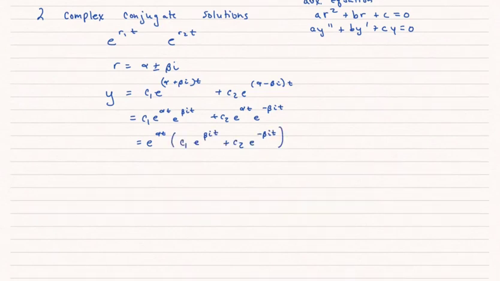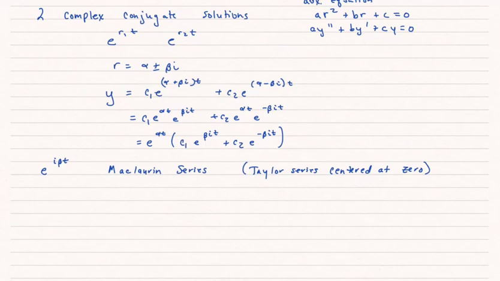So what am I going to do with this imaginary portion? Well, let's just look at this e to the i beta t for a moment. So what we're going to do to solve this is go back to Calc 2 and recall the Maclaurin series for e to the x. Remember, the Maclaurin series is simply the Taylor series centered at 0. This is what the Maclaurin series expansion for e to the x is.